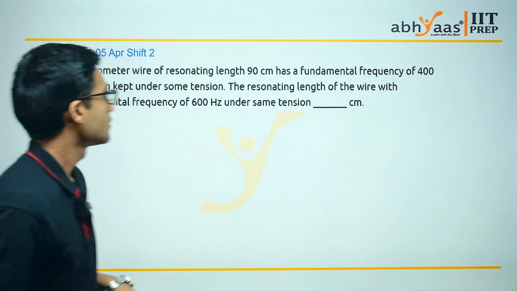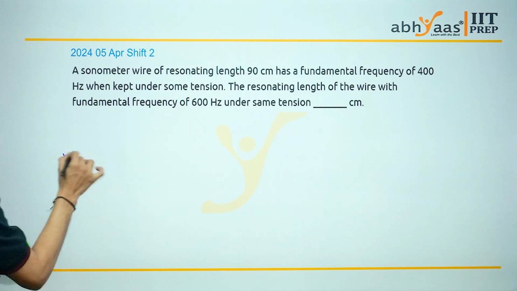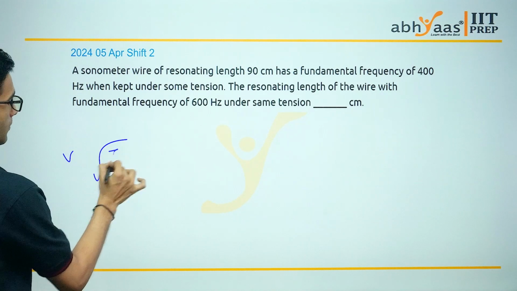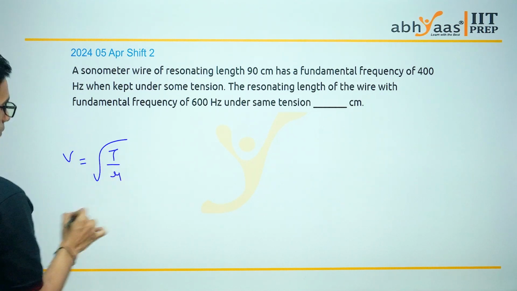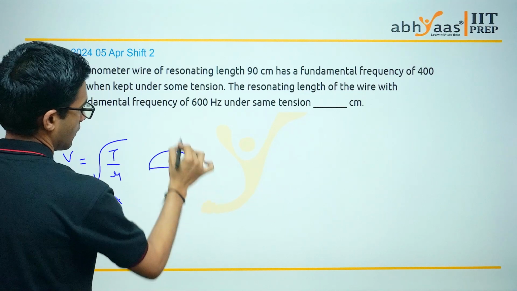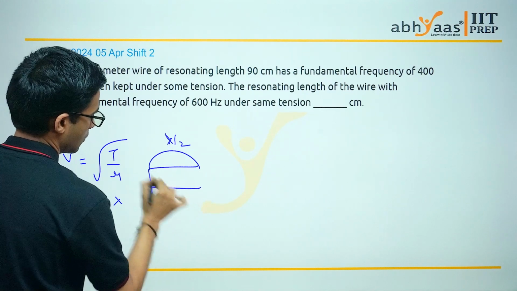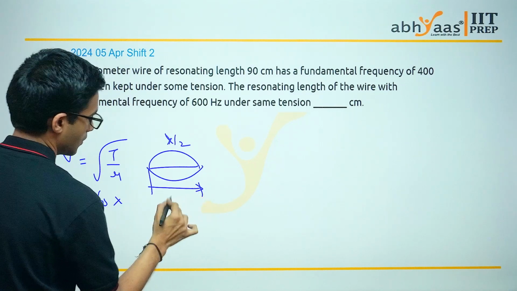So first question, in this a sonometer wire is there where length is given, frequency is given, kept under some tension. You know that V is proportional to root of T by mu. Okay, V is equal to root of T by mu. Similarly, V equal to F naught into lambda. But you know that here lambda by 2 is there, which is equal to, both sides it will be there, that is equal to L.